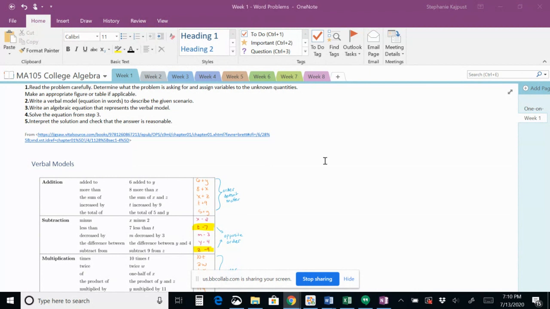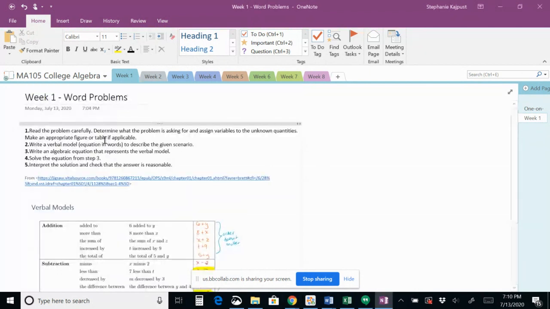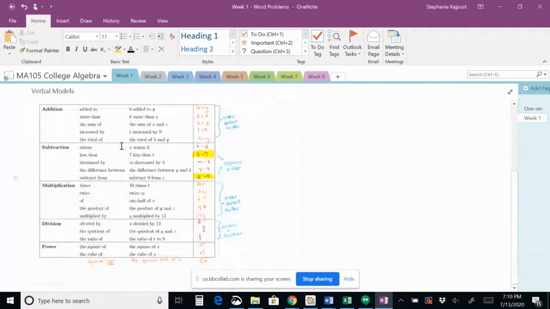So that's the general problem solving model. And so I'm going to do a couple examples. I'm going to pick some from the textbook, some of the odds, or I can do an even from the textbook. Let's see. I'm looking for, here's a good one.